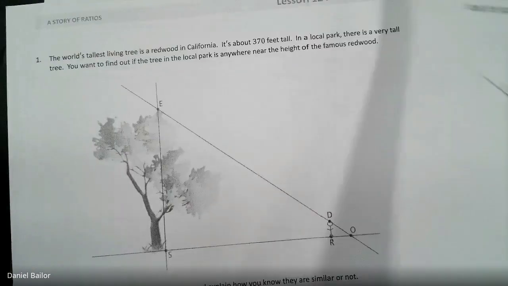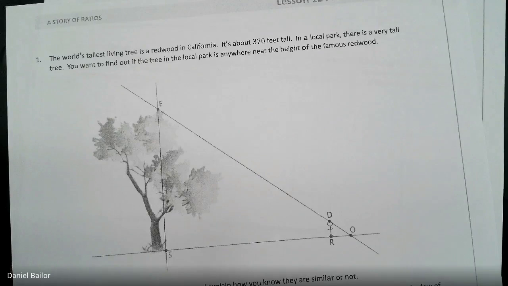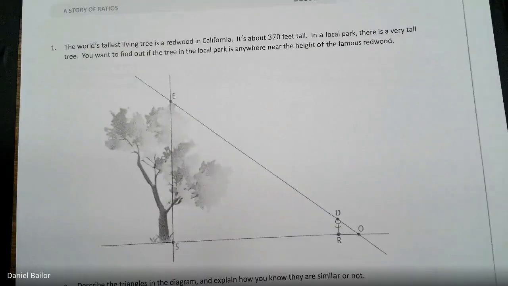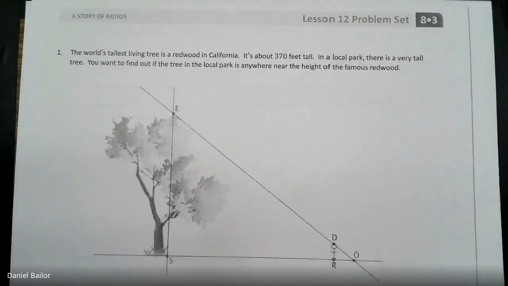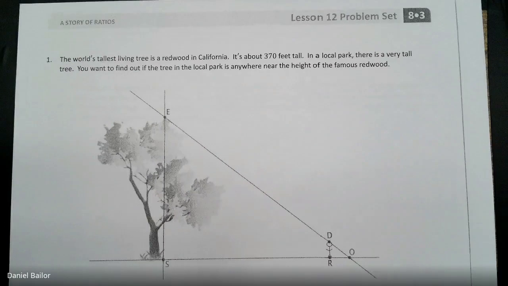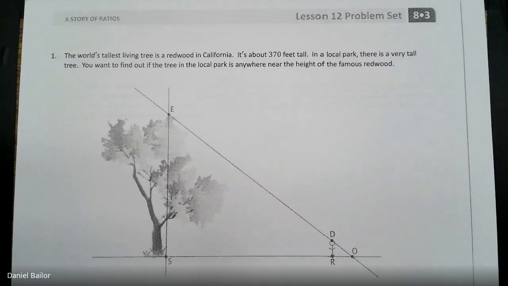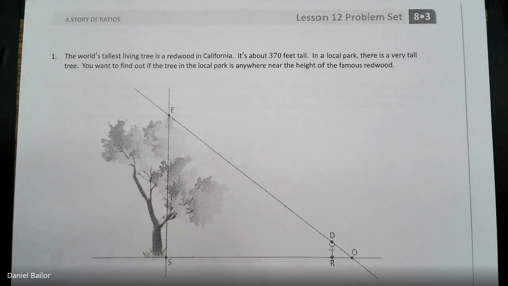It's a good tool. On your problem set on page 147, number one is talking about the world's tallest tree, which is actually right here at home in California. It's about 370 feet tall. In a local park, there is another very tall tree, and you want to find out if the tree in the park is anywhere close to the height of the famous tallest tree.